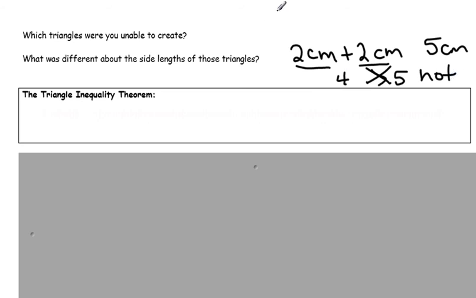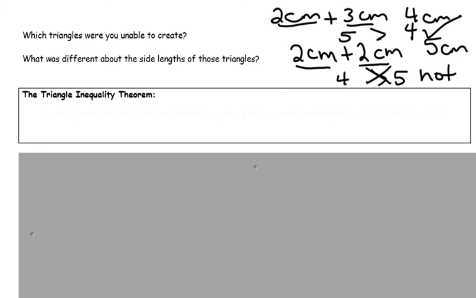So a good example would be a side length of 2, a side length of 3, and a side length of 4, where the sum of the two smallest sides, 2 and 3, which is 5, is greater than 4. So this would make a triangle.